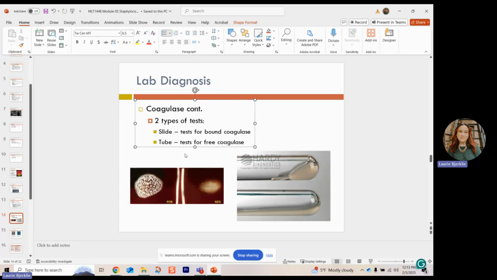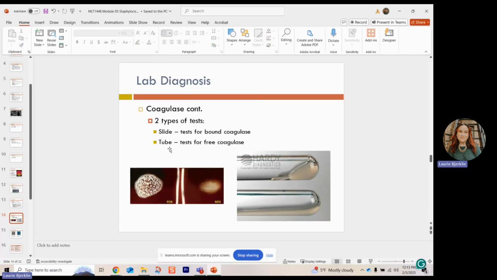The tube test is looking for the free coagulase. So the upper one here is positive. It forms that gelatin-like clot. And in the bottom one, there's no clot at all. It stays liquid. So both can be tested for. We can test for either type of coagulase.